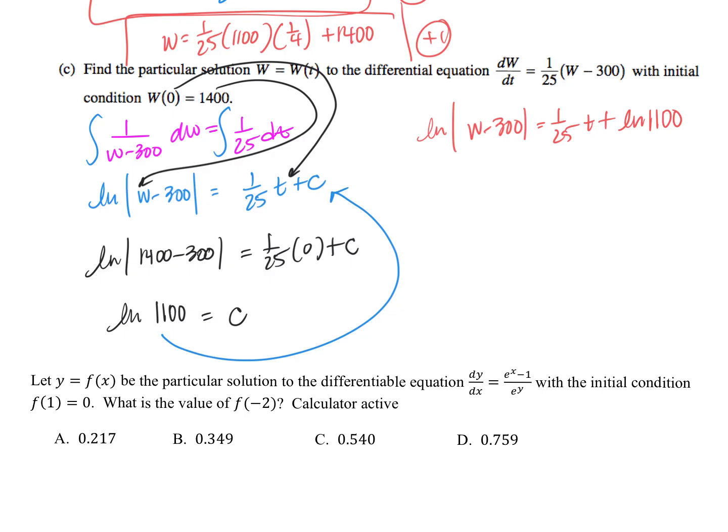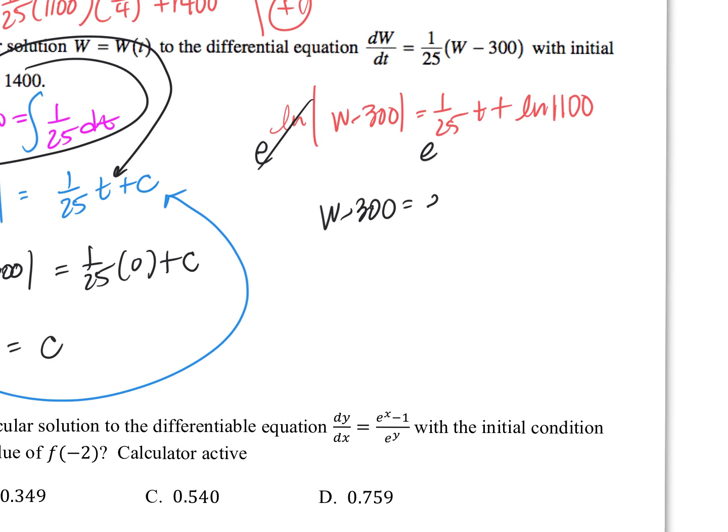How are we going to get my w out of that ln bar? We're just going to e it. Boom. These cancel out. We can just drop the bars at this point, you guys. We got w minus 300 is e to all that stuff: e to the 1/25th t plus ln of 1100. Get w by itself and we're done.